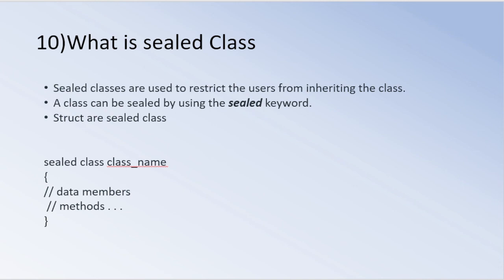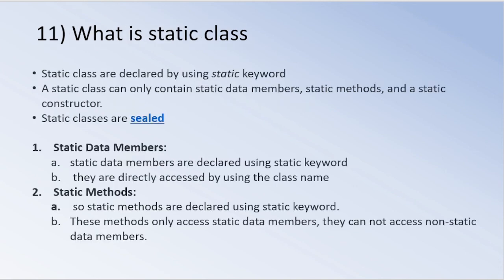Now we will move to the next question. That is the last question of the section. What is a static class? C# allows us to create a static class by using the static keyword. A static class can only contain static data members, static methods, and a static constructor. It is not allowed to create an object of a static class. Static classes are sealed, which means you cannot inherit a static class from another class.